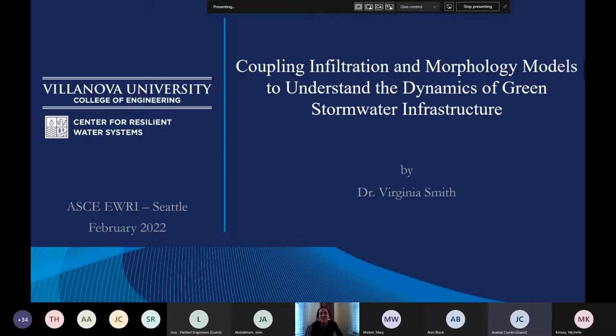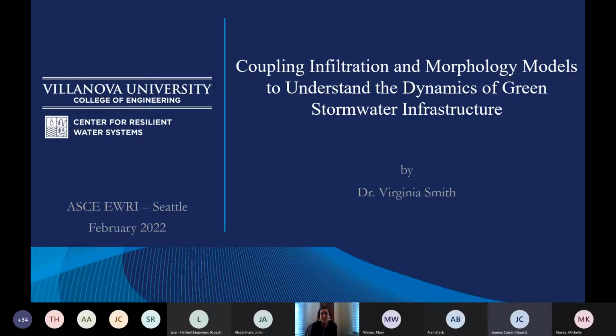And what I'll be talking about today, I'll be presenting it, but it really does represent the work of so many people that have been contributing ideas and time and effort into bringing all of these different components together to tell this story about how green stormwater infrastructure changes and works through time.